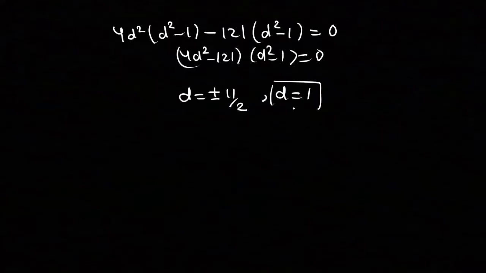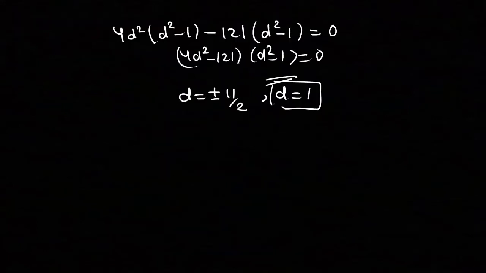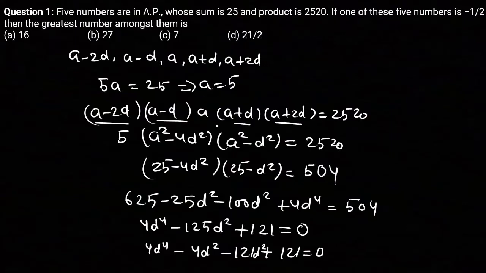D cannot be equal to 1 because you can see in the question that one of these five numbers is -1/2. So D cannot be 1. So D is plus minus 11/2, and it is given that one of these five numbers is -1/2. Then the greatest number amongst them will be what?